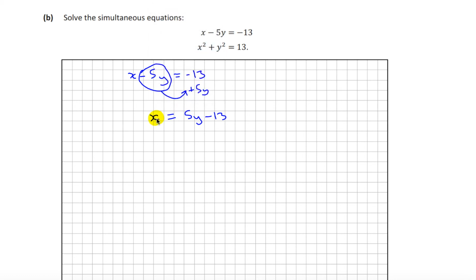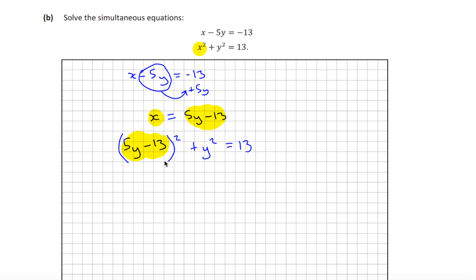As you can see here, x is equal to 5y minus 13. Yellow is equal to yellow. But x in the second equation, I can replace that x there with this 5y minus 13. So that's what I'm going to do next. I'm going to protect it in brackets when I substitute it in. So 5y minus 13, I'm going to replace the x with that. So it's still squared, plus the y squared is equal to 13. So just so that's clear, this is the bit that I substituted in here.